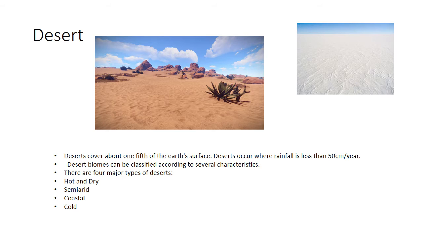Although actually ecologists classified desert into four types. Most deserts are hot and dry, but there are also semi-arid deserts where there's just a little bit more rainfall than in a classical desert. Then there are coastal deserts. They are as hot and dry as hot and dry deserts, but they are neighboring the sea, so they are on the coast. They have some peculiar characteristics. And then there are cold deserts. See the picture on the right.